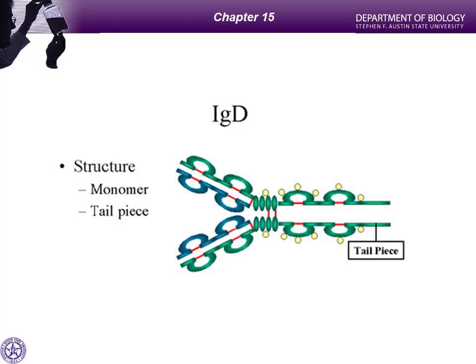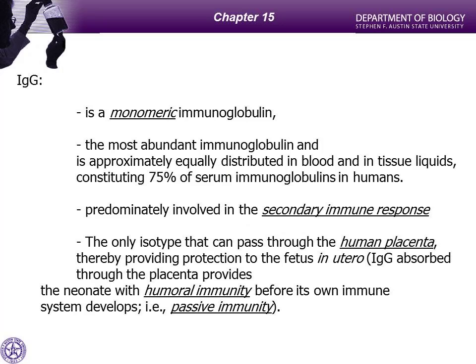Now, after we go through M, we get to D. Our third isotype is the G. This is where we get the immunoglobulin. And the IgG type, beyond being a monomeric immunoglobulin like we saw with D, is the most abundant immunoglobulin in the serum of your blood. In fact, 75% of those proteins are the IgG isotype of antibody.